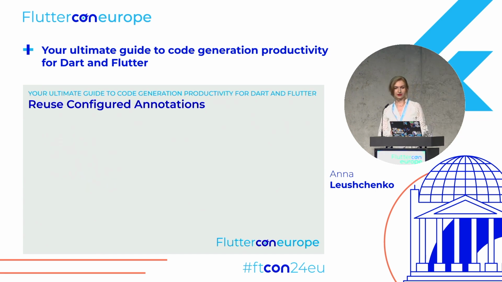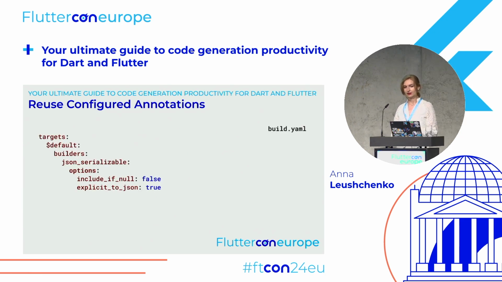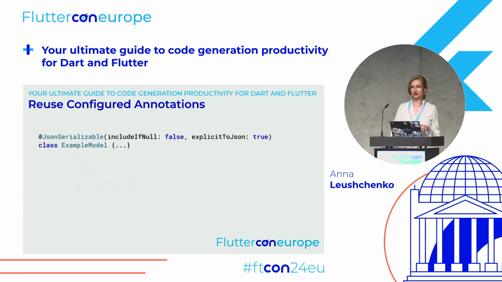Most code-generating packages offer flexibility to configure generated code. This can be done globally for a package in the build YAML file. However, there may be situations where you want to apply different configuration to generated code inside a single package. If it is a rare case and you just want to configure one or two model annotations, you can do it right where it is used.